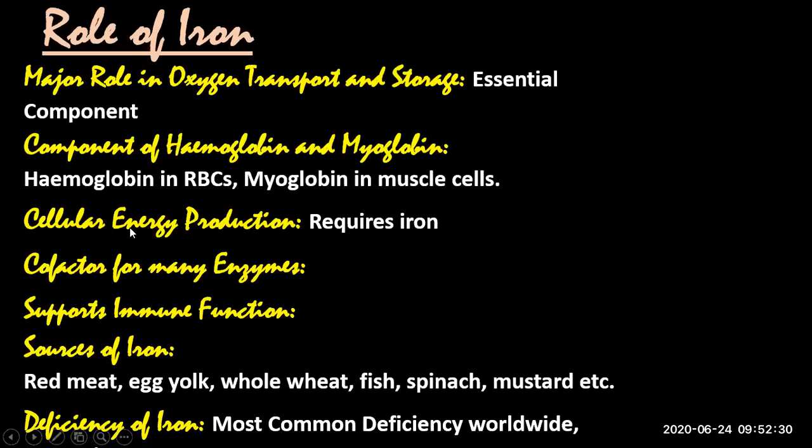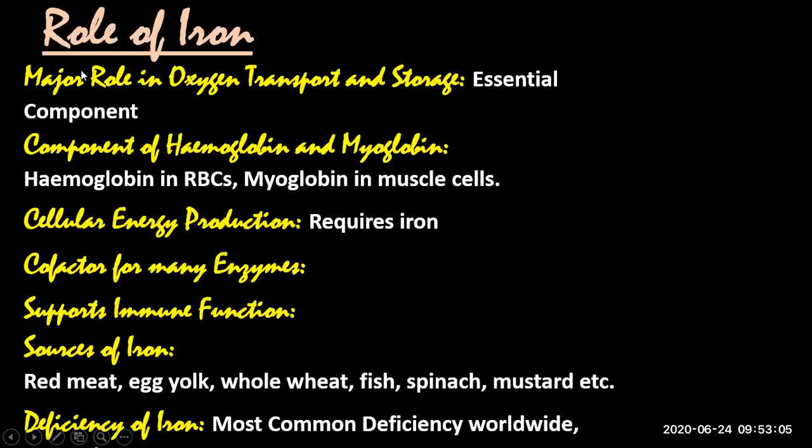If we look at the next point, iron also is required in energy production at the cell level. Many reactions which are happening to produce energy need iron over there. It is also a cofactor for many enzymes, and without a cofactor, an enzyme will not work. It is also supporting immune function. Now I'm moving fast to tell you comprehensively about all these functions. See how important iron is.